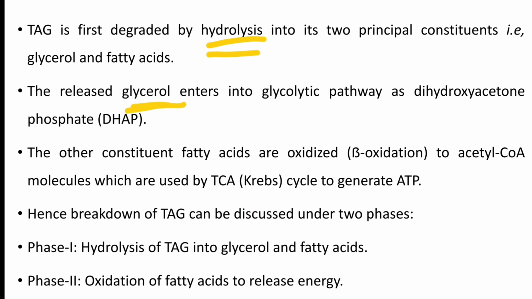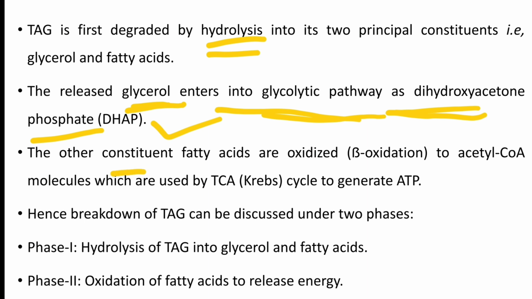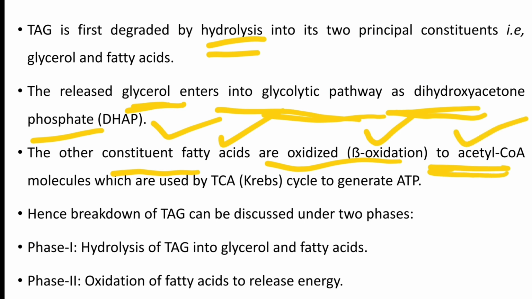The released glycerol enters the glycolytic pathway or glycolysis as dihydroxyacetone phosphate or DHAP. The other constituent, fatty acid, is oxidized by beta oxidation to form acetyl coenzyme A, which is used by the TCA cycle to generate ATP. The acetyl coenzyme A actually enters the Krebs cycle after the link reaction during respiration, and ultimately generates ATP.